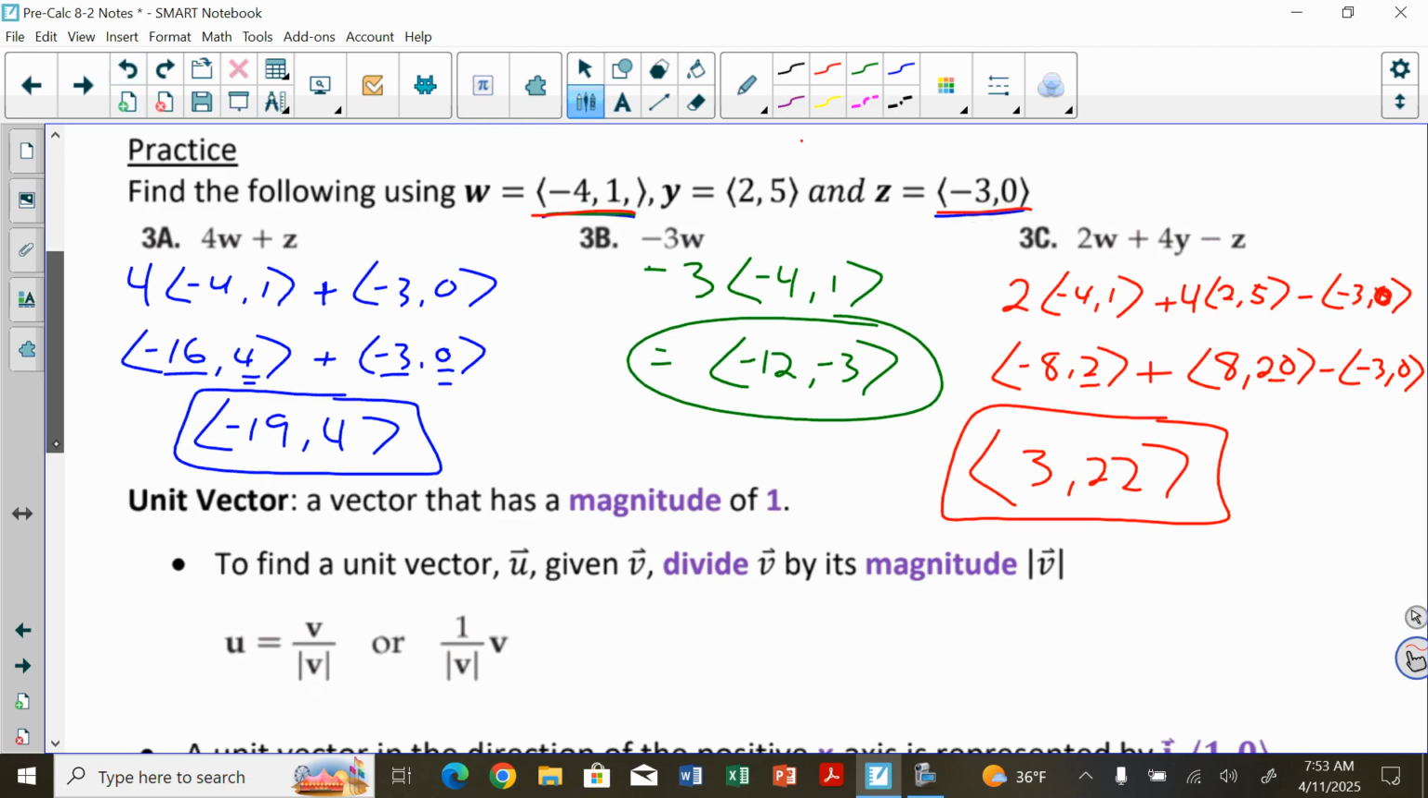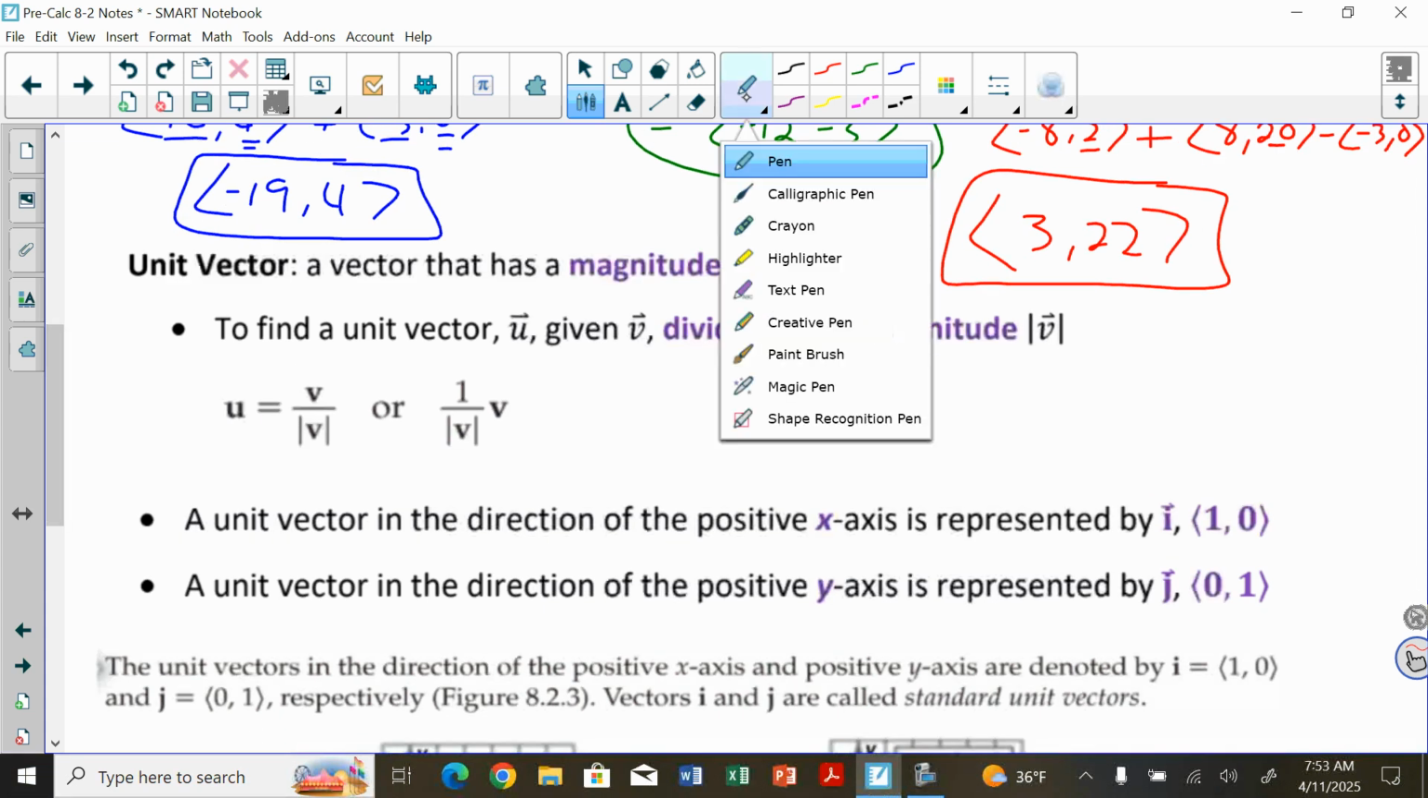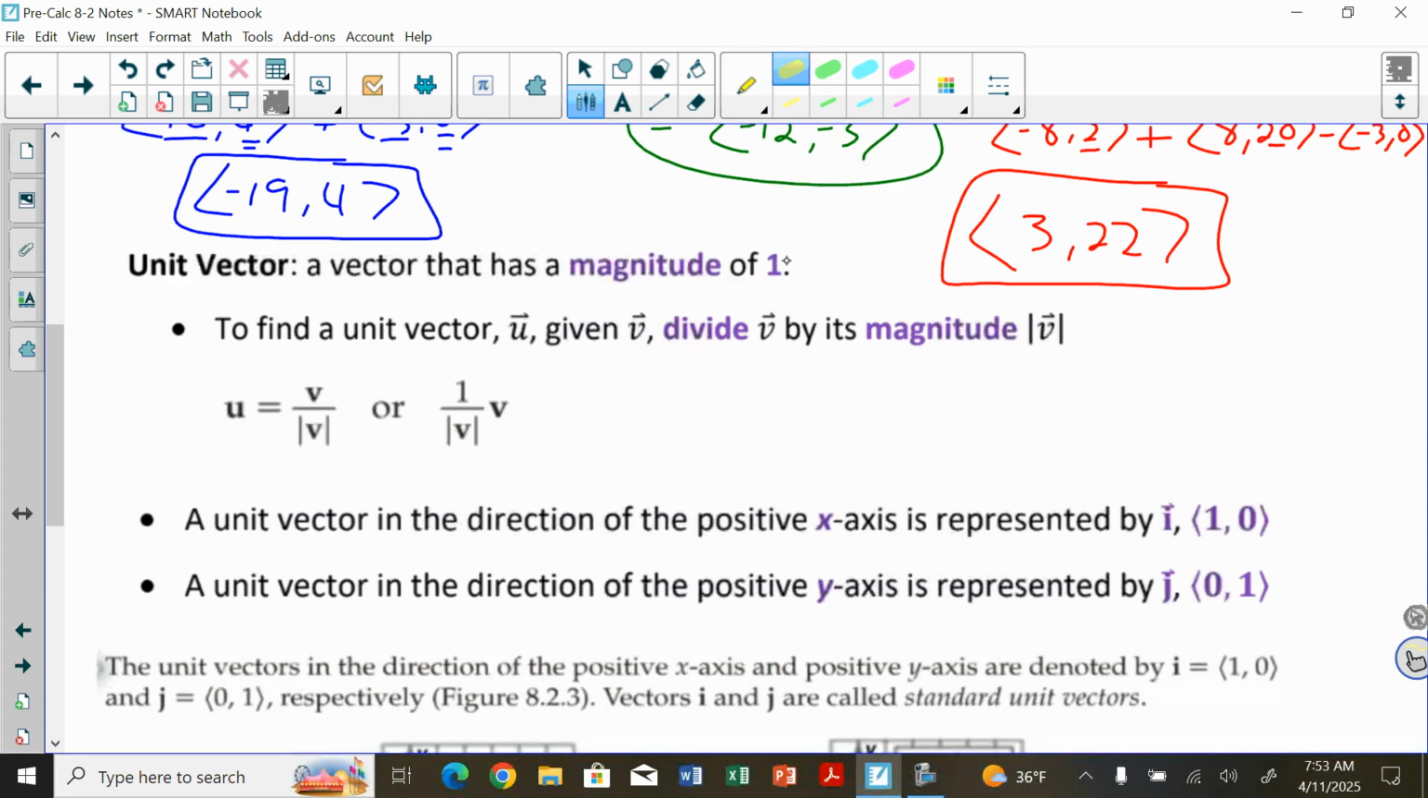All right, the last one. So those are pretty easy. The last one's the stuff that takes maybe the most time, but it's really not that bad. So let's explain what it is, and we'll do practice on it. A unit vector is a vector that has a magnitude of 1, okay?